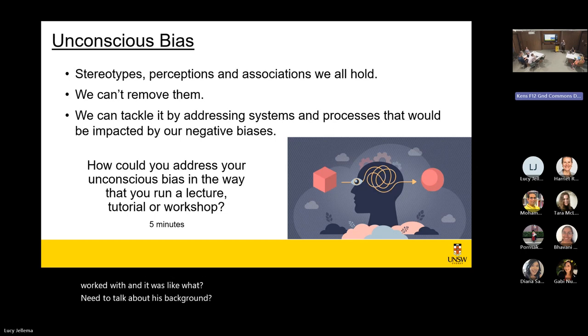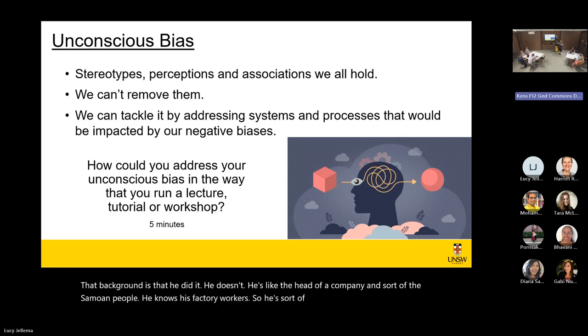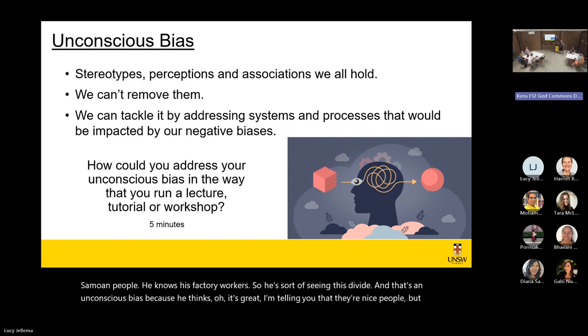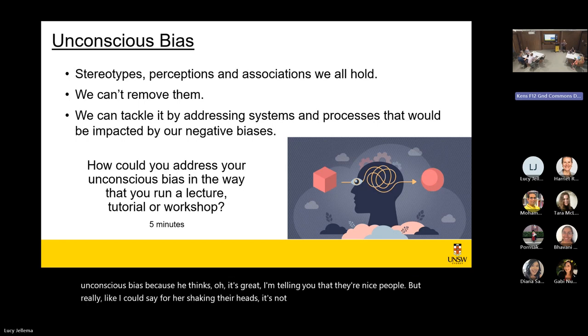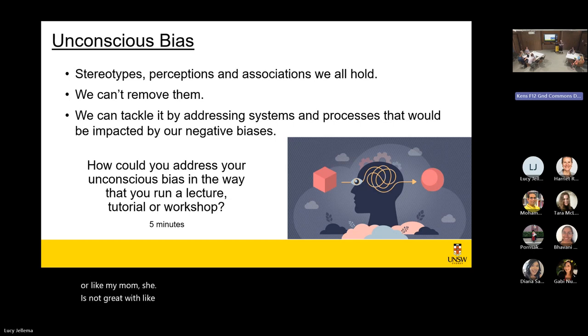But that background is that he's the head of a company, and so the Samoan people he knows are his factory workers. So he's seen this divide. And that's an unconscious bias, because he thinks, oh, it's great, I'm telling him that they're nice people. But really, I can see from everyone shaking their heads, it's not a great way to interact with someone. Or like my mum, she is not great with Western Sydney and anyone from a Muslim background.